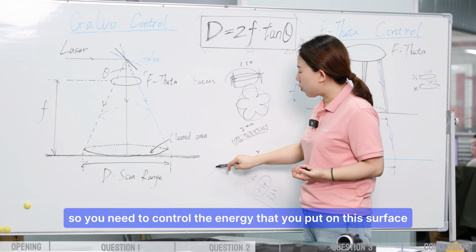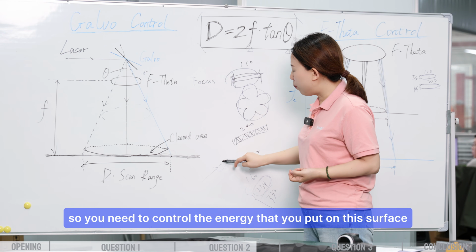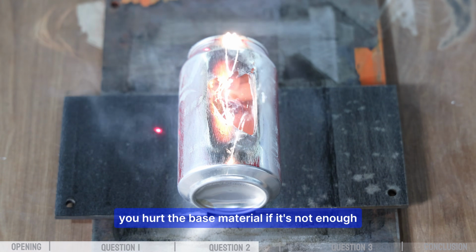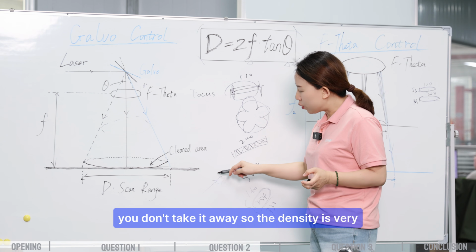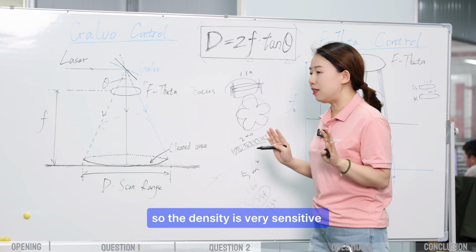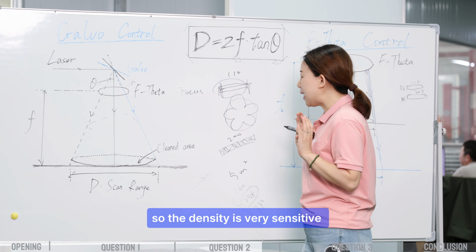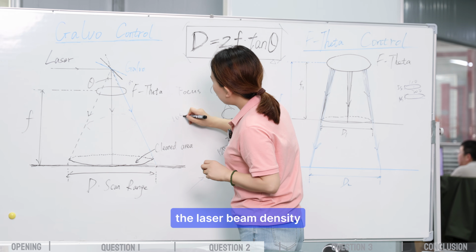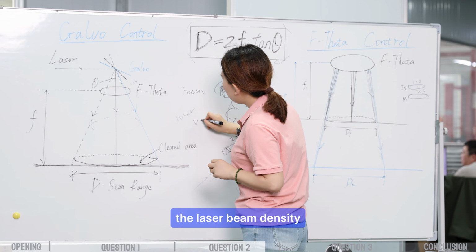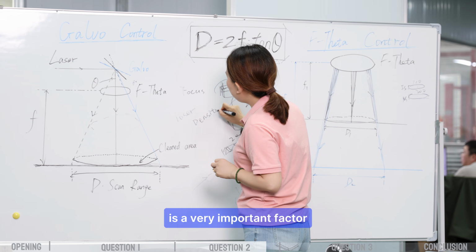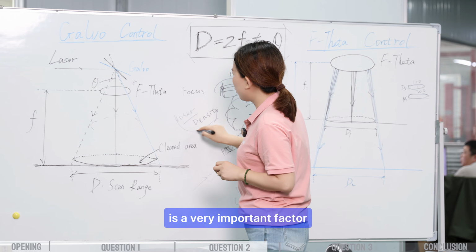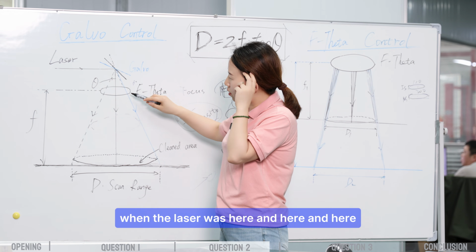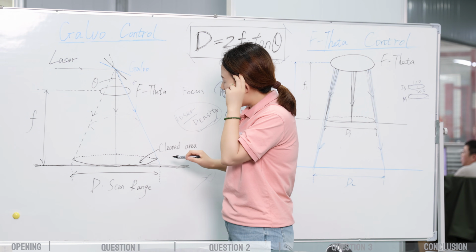So you need to control the energy that you put on this surface. If it's too much, you hurt the base material. If it's not enough, you don't take it away. So the density is very sensitive. The laser beam density is a very important factor. So we have to always keep in our mind when the laser was here and here and here.